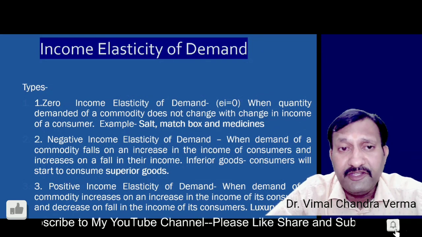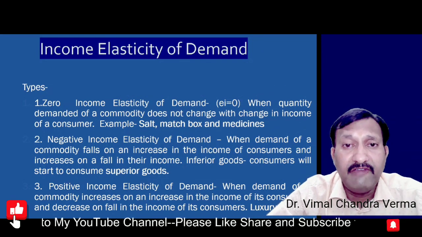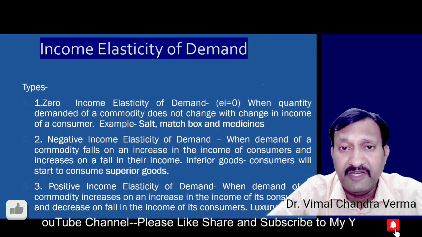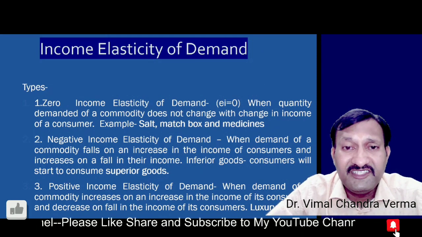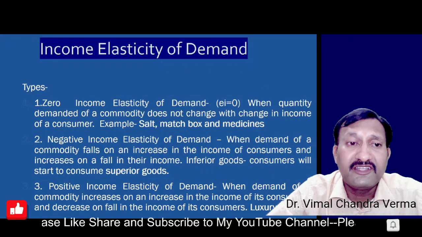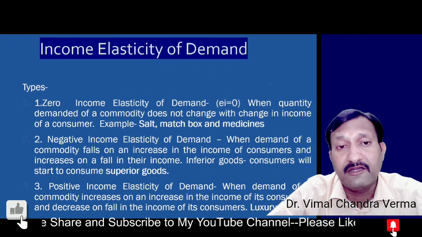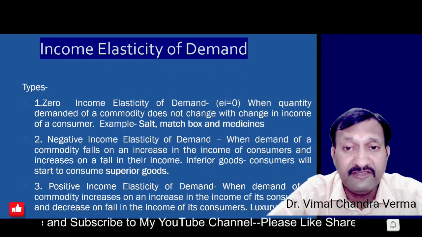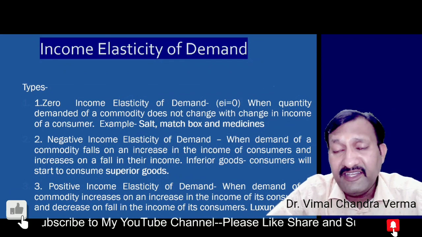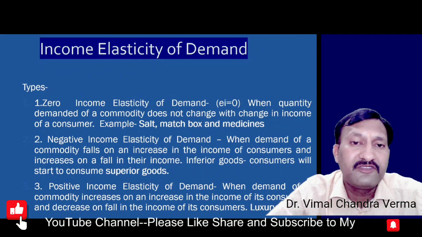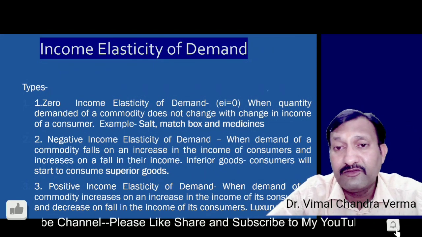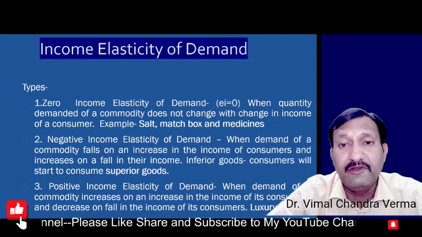So there is a zero income elasticity of demand. When the value of income elasticity of demand is equal to zero, the quantity demanded of a commodity does not change with the change in income of a consumer. Like if we talk about salt, matchbox and medicines, if there is an increase in income of the consumer, the requirement of salt or matchbox or medicines will not change. It will be the same.